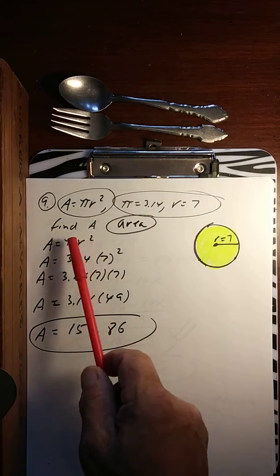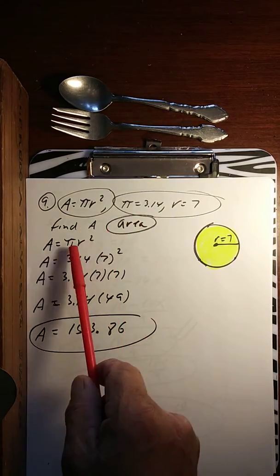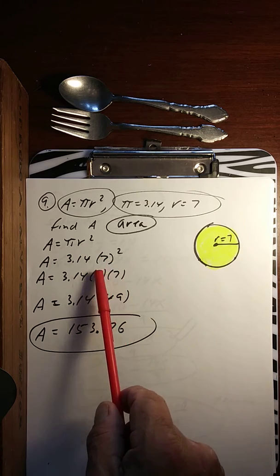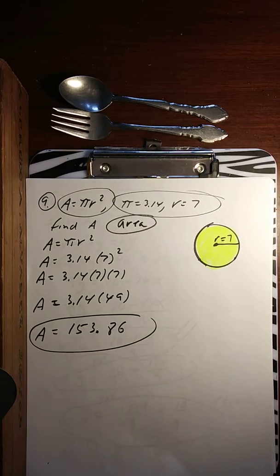A equals pi r squared, the area of a circle. So 3.14 is pi and r is 7. So put them in there. 3.14 times 7 squared. 7 times 7 is 49. 49 times that is 153.86.